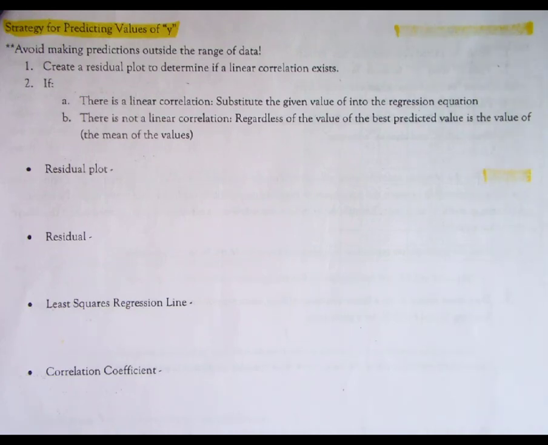When we are given x values, there are strategies for being able to predict the y value. First, it's extremely important that you avoid making predictions that are outside the range of data values. When you don't have this kind of information, you are extrapolating, and your data is not reliable. First, you want to think of creating residual plots that will help you determine linear correlation and see if that exists. We'll be doing that later.